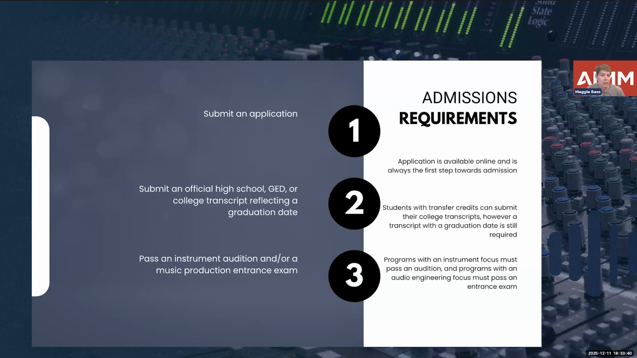So this is where most folks get a little tripped up. You're going to have to submit an official high school, GED, or college transcript that reflects a graduation date or completion date for GEDs. What that means is if you went to college but did not graduate college, I can't use that for your admissions. You still can submit it for transfer credits. Absolutely, we do accept transfer credits depending on what classes they are, all of that good stuff. But yeah, I have to have one with the completion date and it has to come from your previous school.